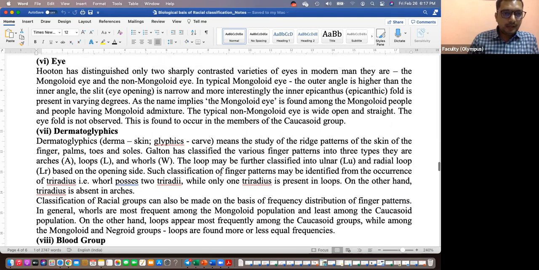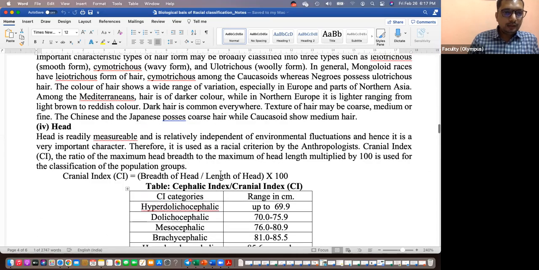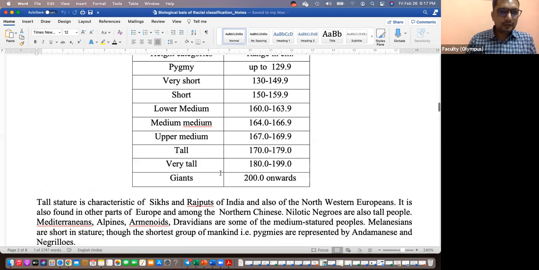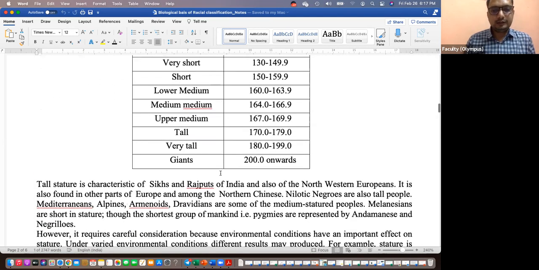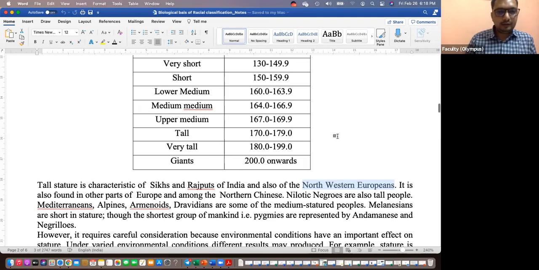I also mentioned eyes, nasal index, head or cranial index, hair. And I also briefly talked about stature. So tallness and dwarfness. Negroids tend to be shorter, and Caucasoids tend to be taller, like Sikhs and Rajputs in India. Also people of northwestern Europe tend to be taller. We recognize them based on height. Similarly, Negroids tend to be like pygmies, they tend to be dwarf. Like that, some amount of correlation can be seen between height and the races.